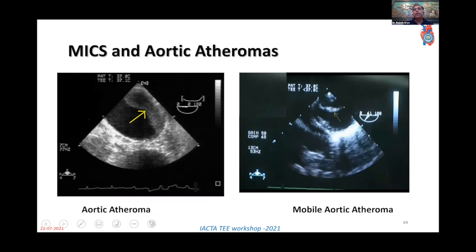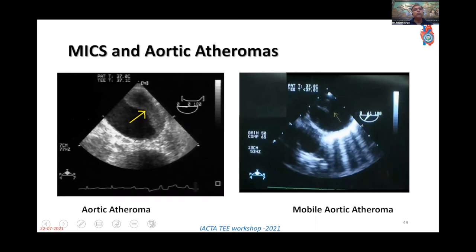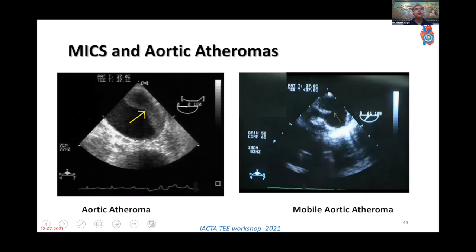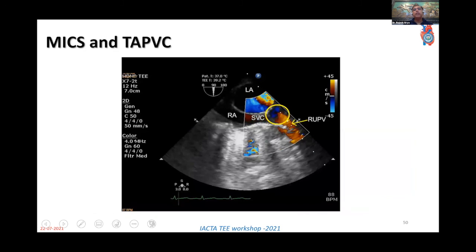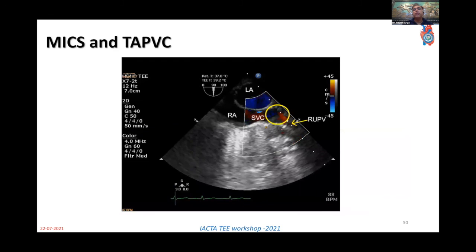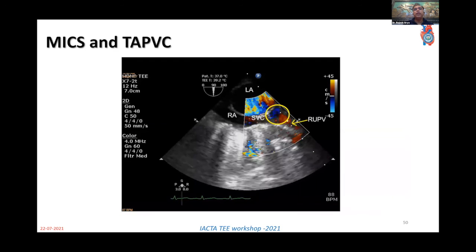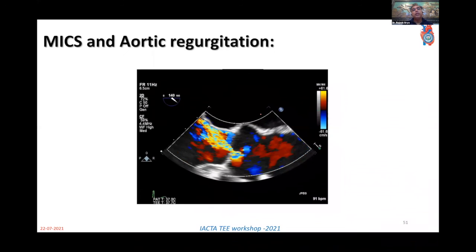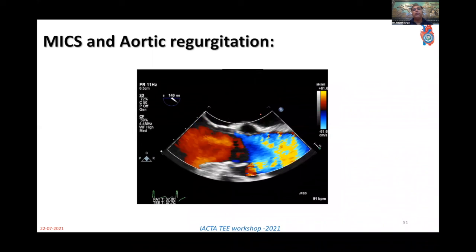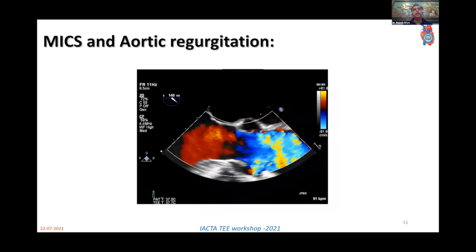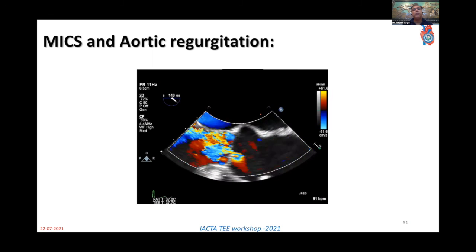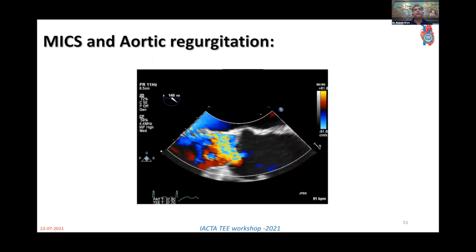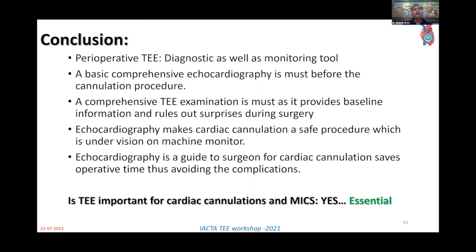Again, we must rule out atheromas, mobile atheromas or thick atheromas present in the patient. Then sometimes there is PAPVC. In this picture, you can see the right upper pulmonary vein is opening into the SVC. So all these things should be ruled out. And if there is aortic regurgitation, definitely we must inform the surgeon that this patient has got AR and the crossclamp may be problematic.